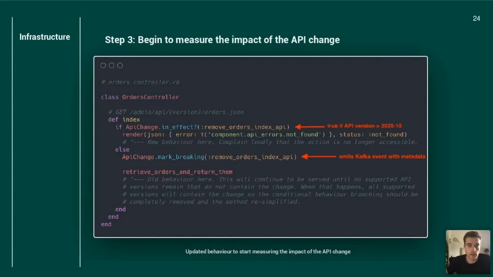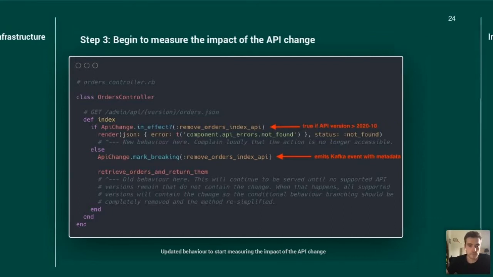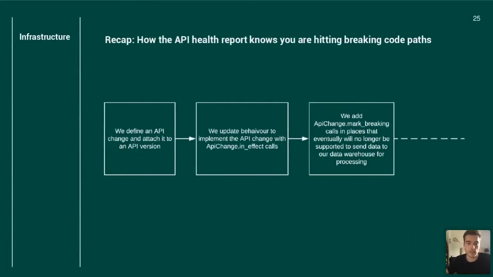But here you can see that we've updated our example to call .markBreaking in the case where the old behavior is being served, because that is the breaking behavior eventually. So that's the general gist of how we introduce API changes and how we analyze them so we can surface the information to our developers.